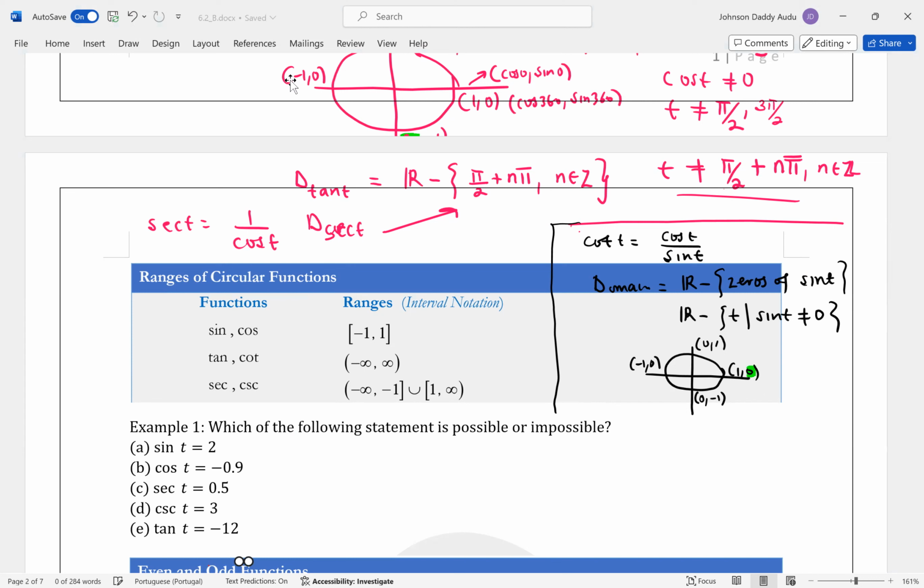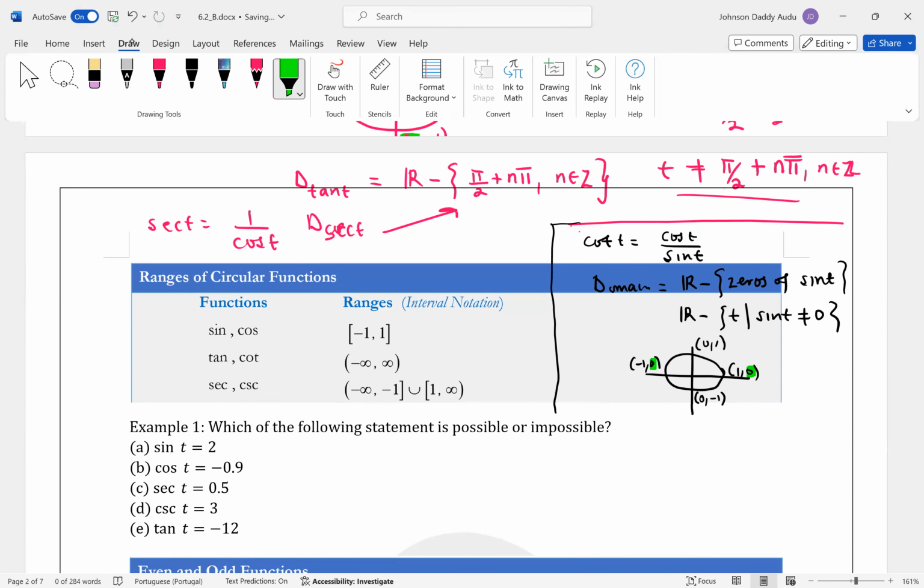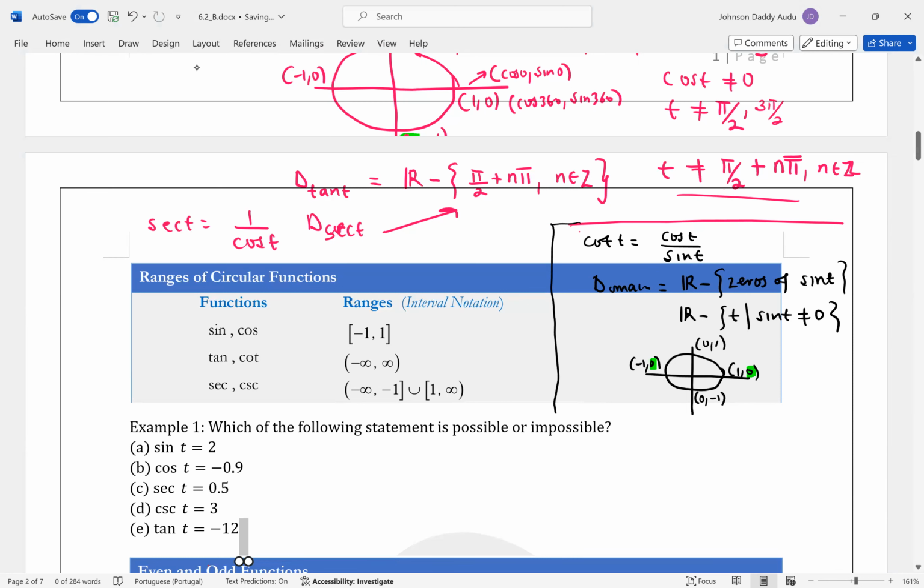So you see here and also here. So sine can be 0 when your theta is, or when your t, in this case, we're not using theta anymore, so let's use t, when t is either 0 or what? Or 180. And also when it is 360, right? Because you can see it will come back there. So what this simply means here is that t cannot be 0.